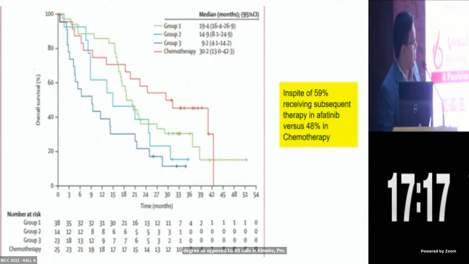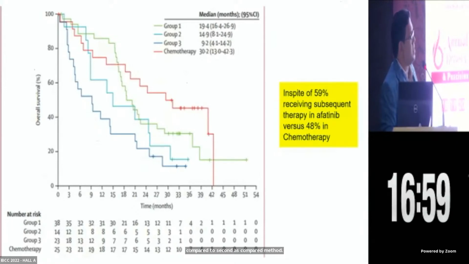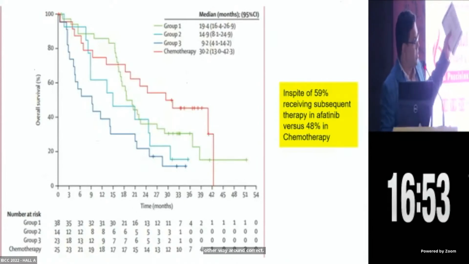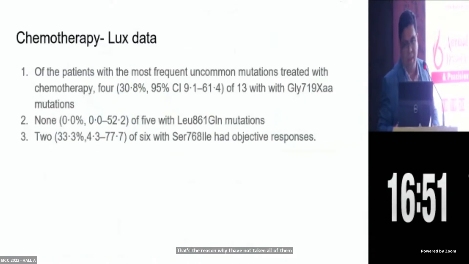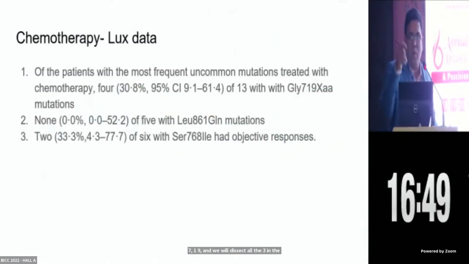So in the type 1 mutation in this paper, they also have the 3 uncommon mutations in type 1. They have mentioned that one of the mutations benefited more as compared to the second, as compared to the third. If you look at the same data for osimertinib, it is the other way around. Correct. That's the reason why I have not taken all of them together. We have started with G719X and we'll dissect all 3 in the same manner. And this is what the response was.